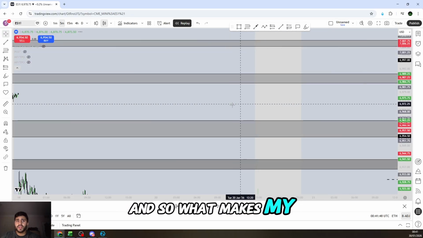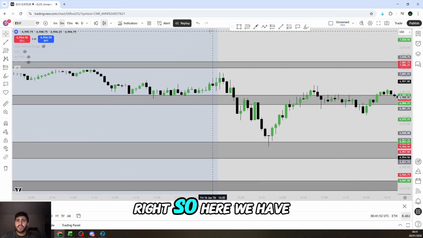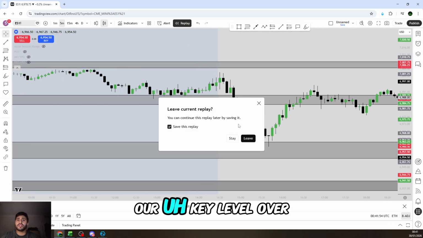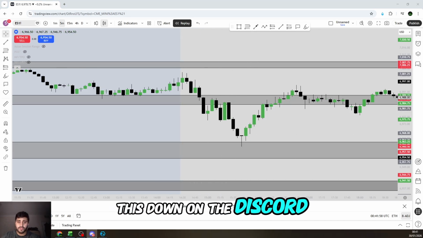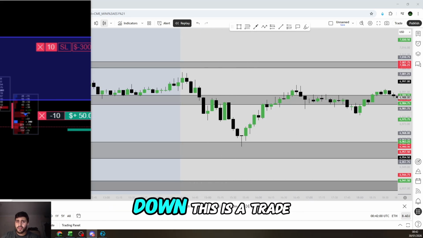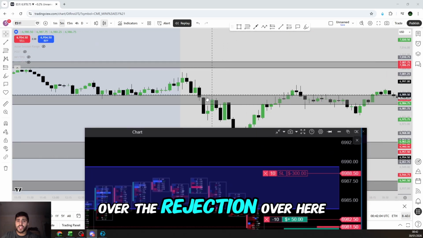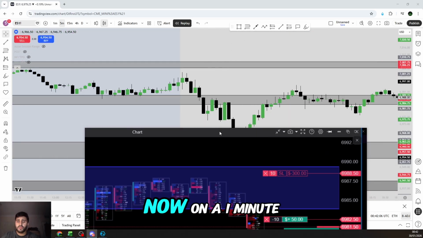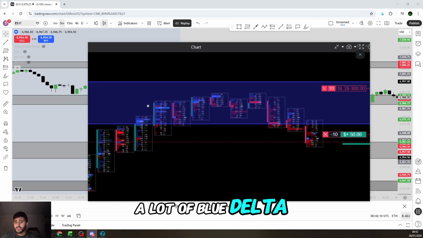And so what makes my key levels valid is the order flow rejections, right? So here we have our key level over here, and I'm going to be breaking this down on the Discord. Now, if we break this down, this is a trade I actually took on that day. So we're going to be going over the rejection over here. Now, on a 1-minute chart, what we can see here is a lot of blue delta resting in this zone.